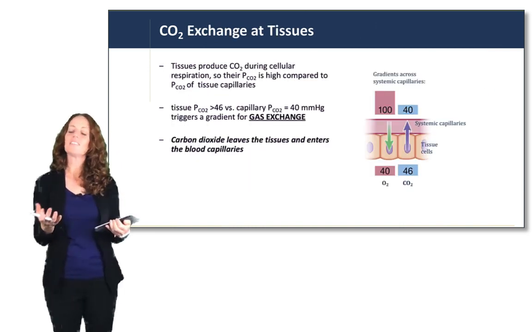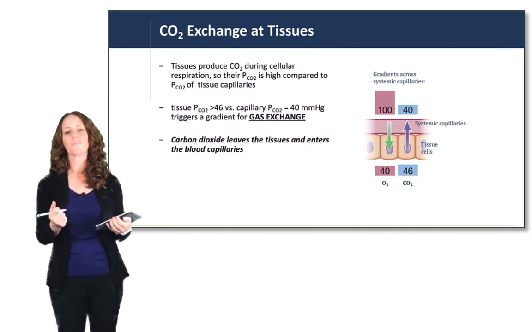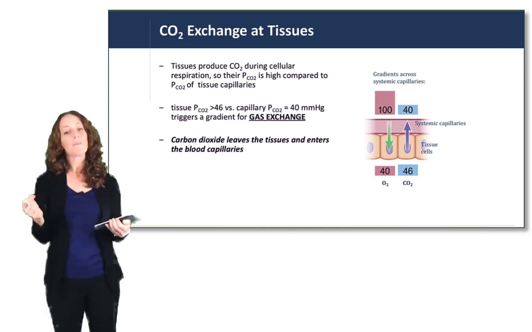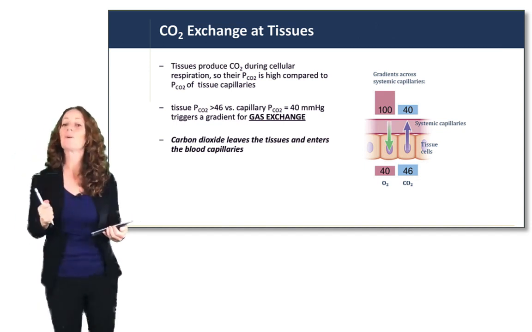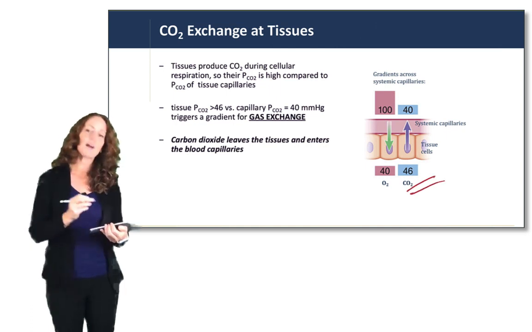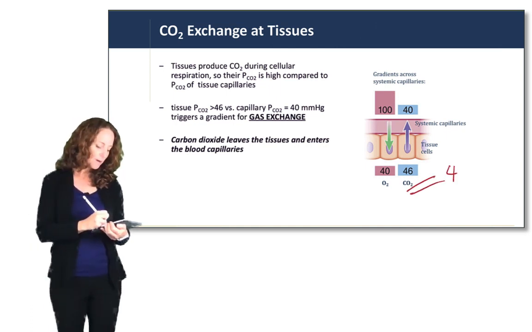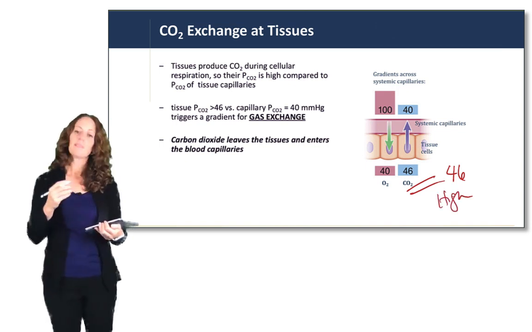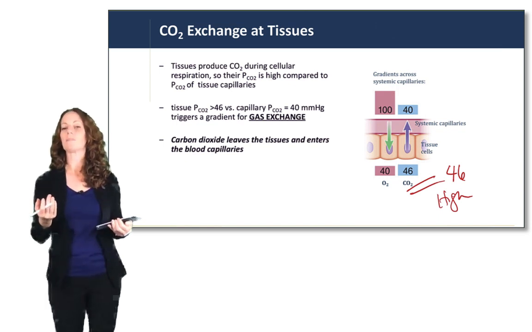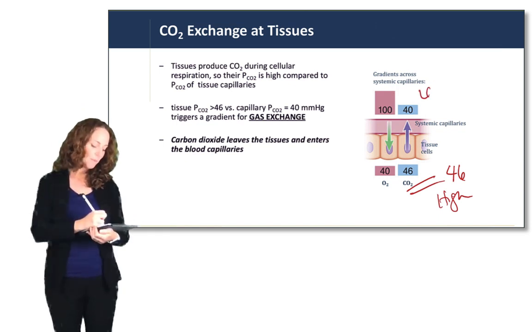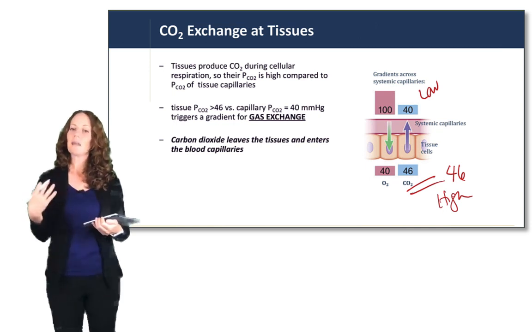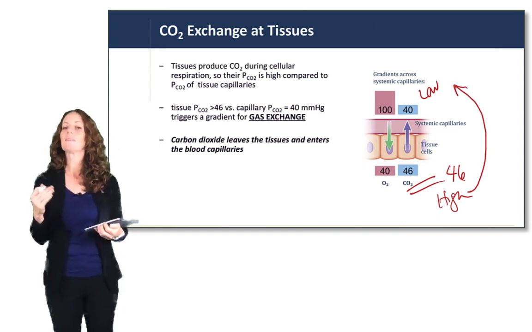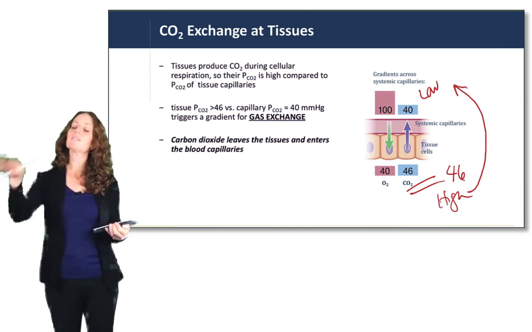Now let's look at the exchange of the tissues in the same way that we looked at oxygen. So the tissues are going to be our starting point for CO2. Why do we want to start here? Because it makes sense to me to start where it's being produced. So the tissue cells are producing carbon dioxide at 46 millimeters of mercury. That is high. The systemic capillaries have a lower amount of carbon dioxide at about 40 millimeters of mercury. So we have a pressure gradient for the carbon dioxide to move from the tissues into the systemic capillaries. That's our high to low pressure gradient.